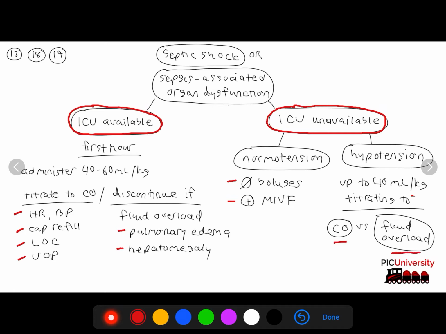And the reason for this distinction between availability of ICU capabilities or not is based upon something called the FEAST trial. And so the FEAST trial was performed in sub-Saharan Africa. And this was a low-resource setting where they studied children who presented with septic shock and administered either aggressive fluid resuscitation or just maintenance IV fluids when patients presented to them.